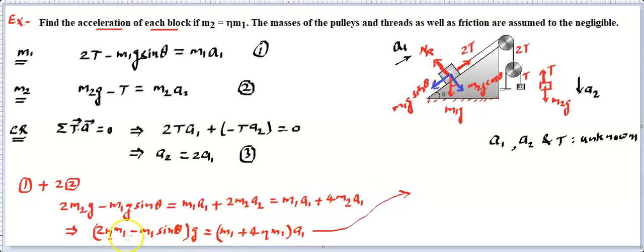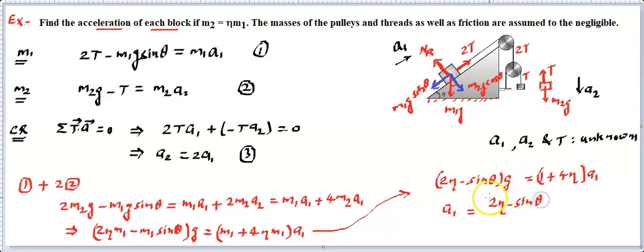Now you can take this and get some answer out of it. You will find m1 will get cancelled out from both sides. So it will be something like twice eta minus sine theta into g is equal to 1 plus 4 eta into a1. Now you will find the value of a1 out of it. So a1 came out to be twice eta minus sine theta into g divided by 1 plus 4 times eta. So that is coming as a1.